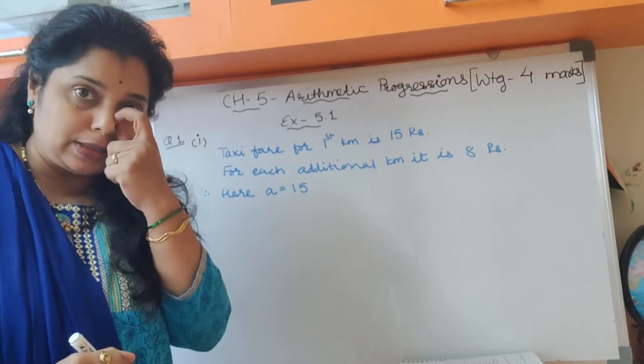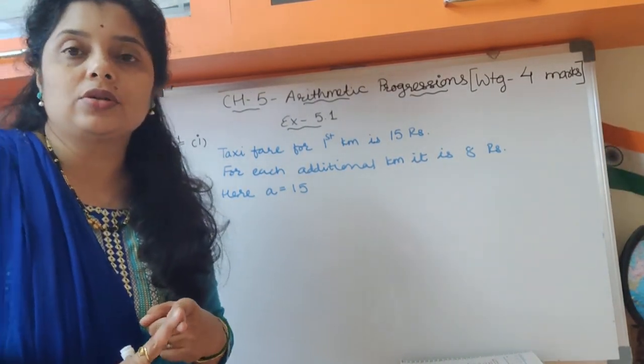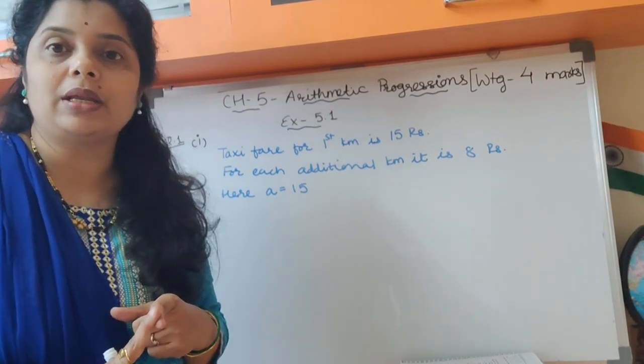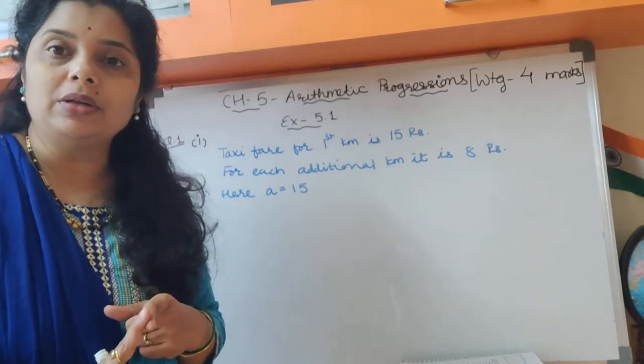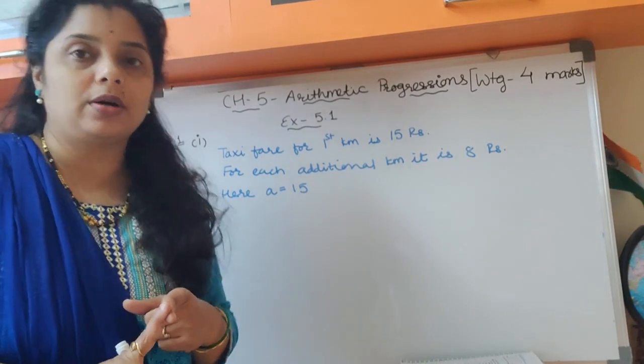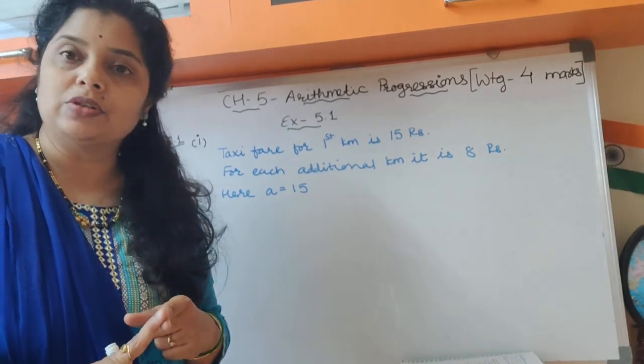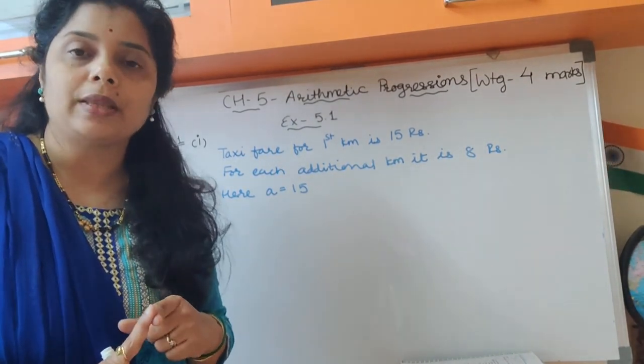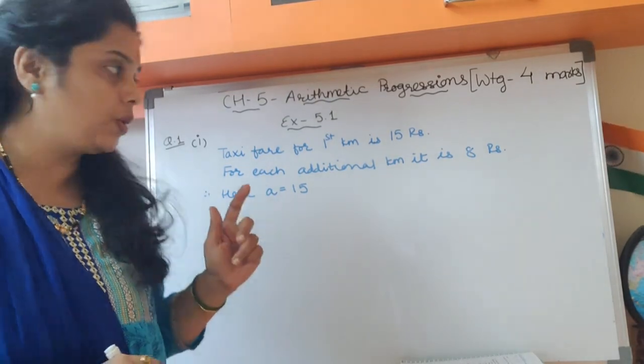Okay, so again I tell you the same thing. Any list of numbers or sequence becomes an AP if the common difference between two consecutive terms is the same. If it is not the same, then it is not an AP. So let's check for the first one.